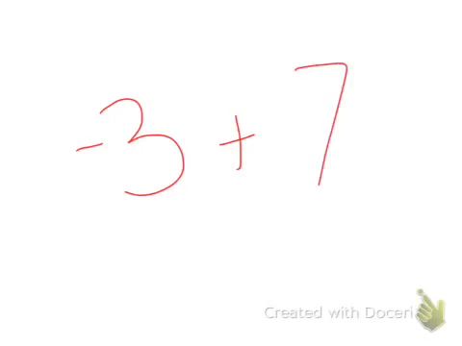Okay, it's practice time. I'm going to give you a couple problems from each one. First one, negative 3 plus 7. Pause and solve. Okay, so the 7 is bigger than the 3, and the sign of the 7 is positive. So all we're going to do is 7 minus 3 is 4. Our answer is going to be positive 4. Let's try another one.